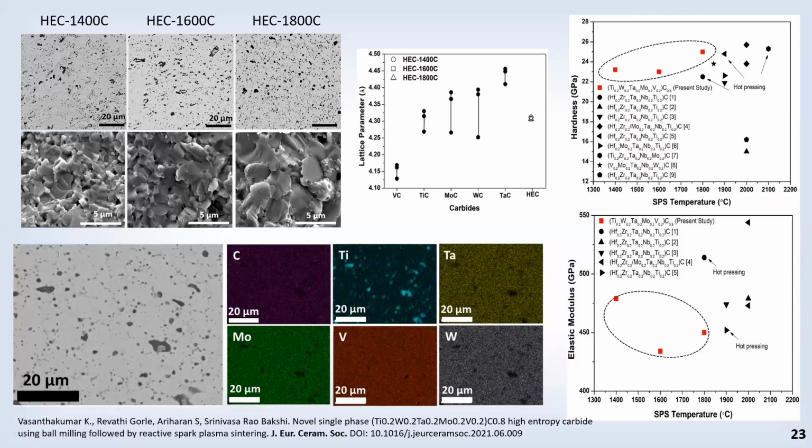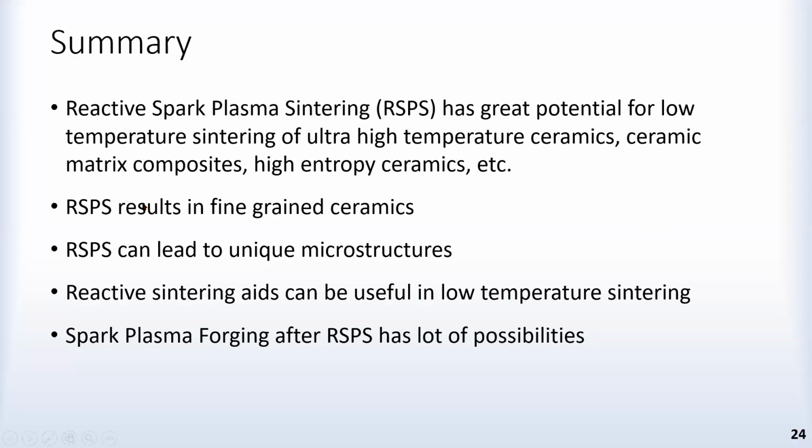So coming to the summary, reactive spark sintering has great potential for low temperature sintering of ultra high temperature ceramics, ceramic matrix composites, high entropy ceramics, and many more systems. It results in fine grained ceramics and unique microstructures, and reactive spark sintering aids can also be helpful for low temperature sintering. And spark plasma forging after RSPS has a lot of possibilities for generating crystallographically textured ceramics.